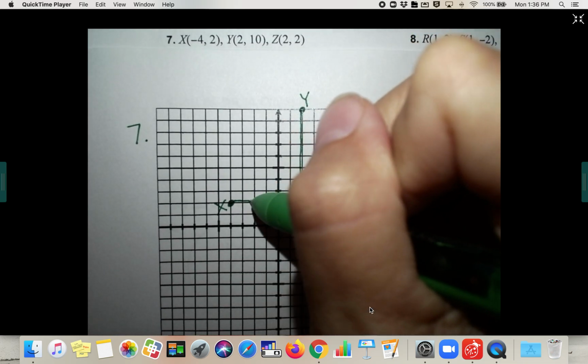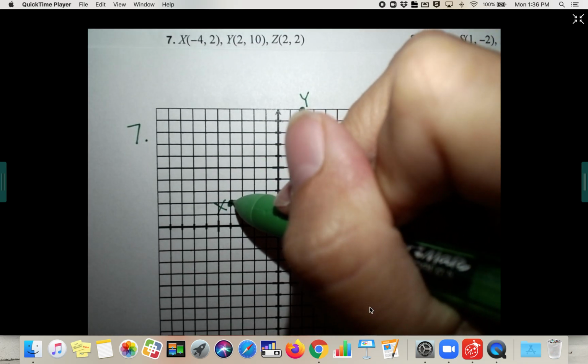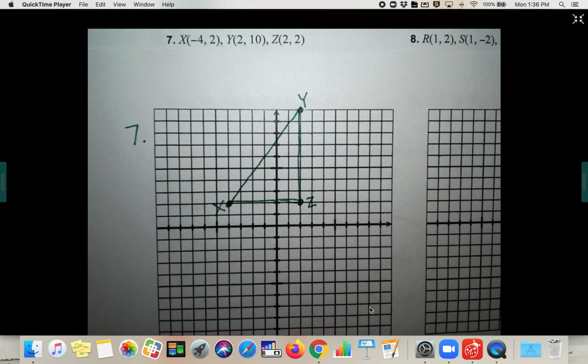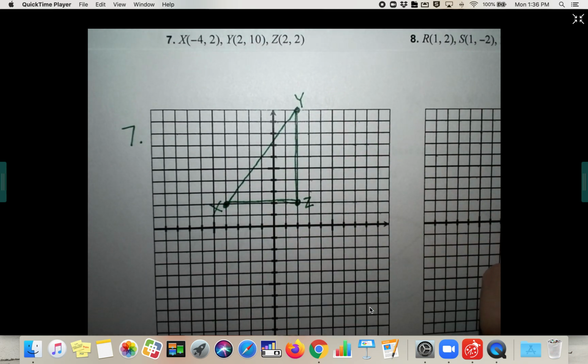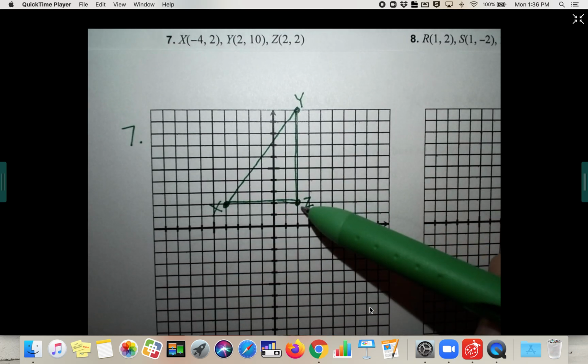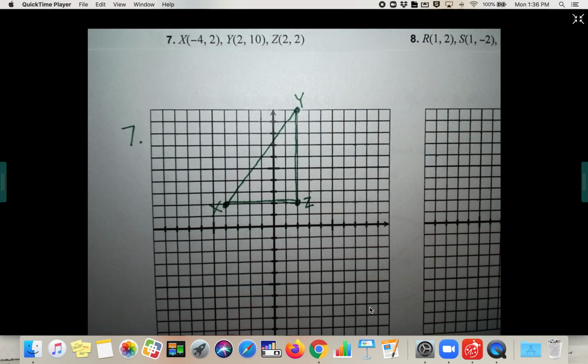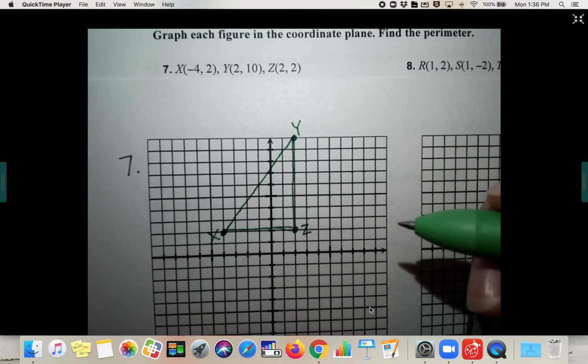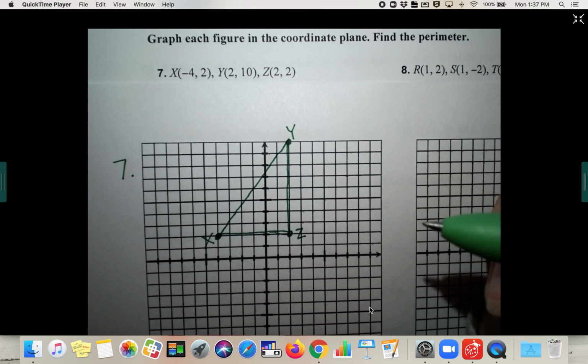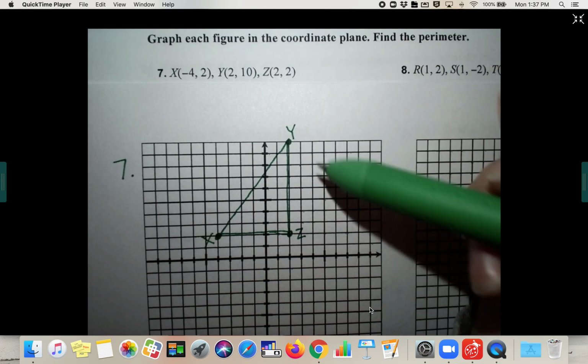All right, so basically what you're doing if you're finding the perimeter is you're going to either have to use the distance formula or you're going to have to use the Pythagorean Theorem. And since you're more familiar with the Pythagorean Theorem, I think I will do that too. It's really the same thing as the distance formula. It's just a little bit more steps.